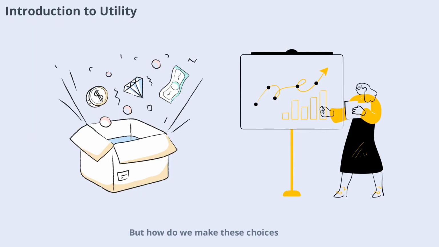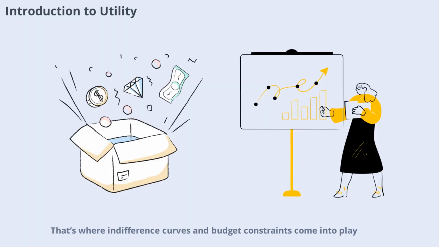But how do we make these choices? That's where indifference curves and budget constraints come into play. Let's start by understanding what utility means and why it's so central to economic theory.